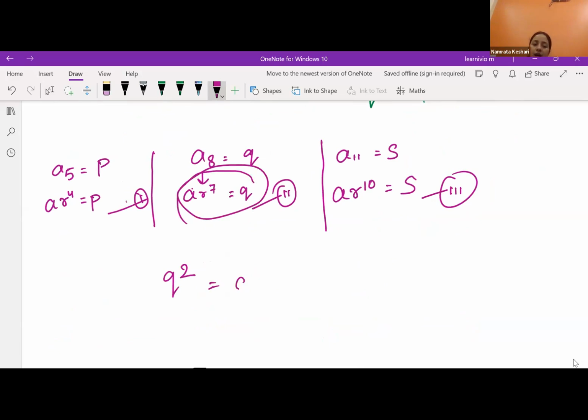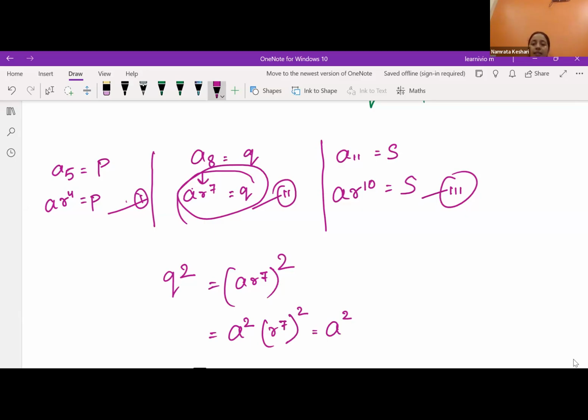That means (ar^7) is squared. Now the law of exponent says to just distribute the power. A will take the power 2, and r to the power 7 will also take the power 2. Right? Yes, ma'am. We'll be having a square, and the exponent 7 also gets 2.